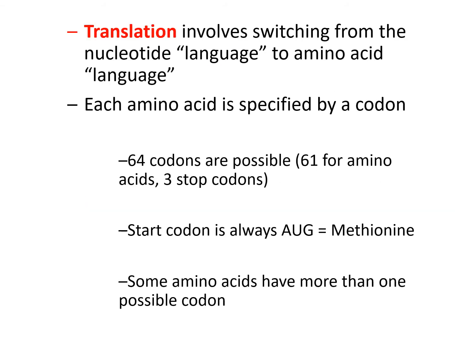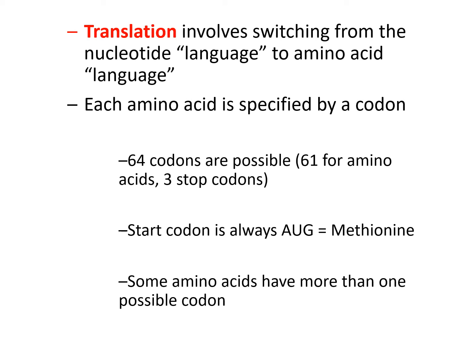Okay, so translation is the switching of the nucleotide language to the amino acid language. That's called translation because it's not the same language, nucleotides to amino acids. Each amino acid is specific for a codon. There are 64 possible codons. 61 of those codons are for amino acids, and 3 are for stops, just meaning to stop coding. The start codon is always AUG. I don't know why, but it is. Methionine is the amino acid that AUG codes for.